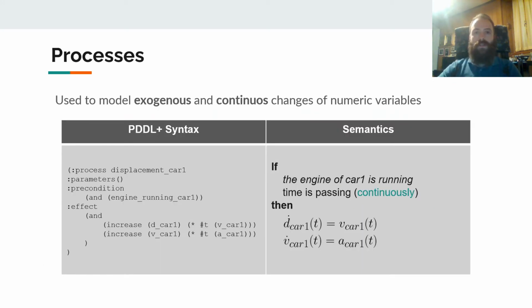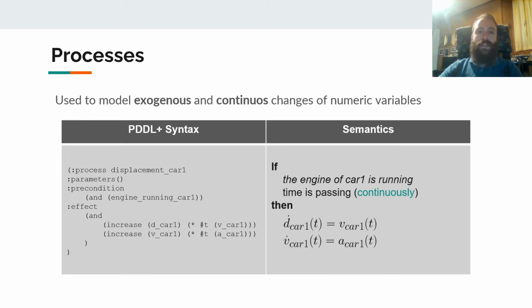Processes are used to model the exogenous and continuous changes of numeric variables, which occur outside the control of the agent. Consider the PDDL Plus car domain where a car has to reach a specific position. In this domain, the velocity and the position of the car change over time according to what is prescribed by the process displacement car, whose PDDL Plus syntax is shown on the left.